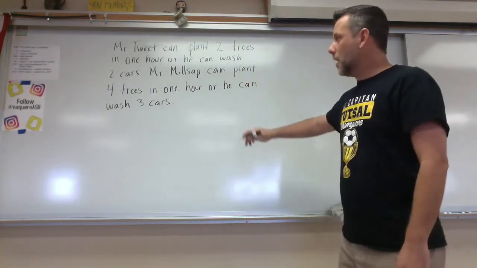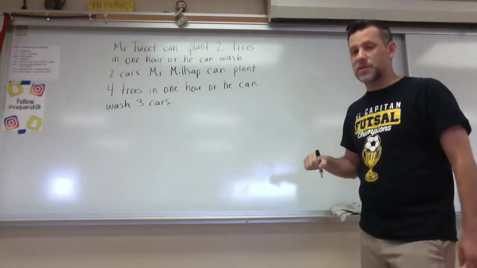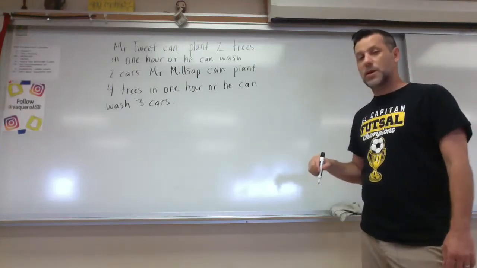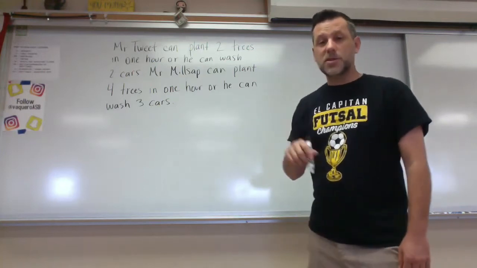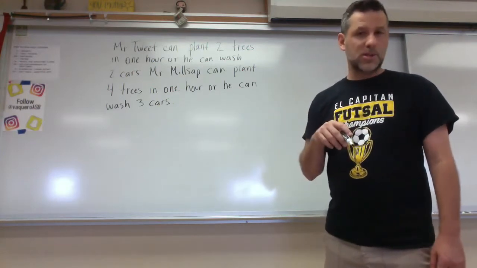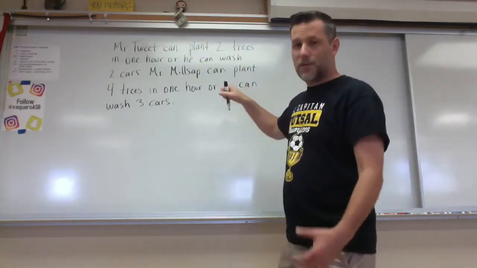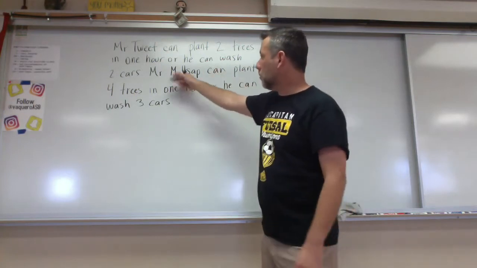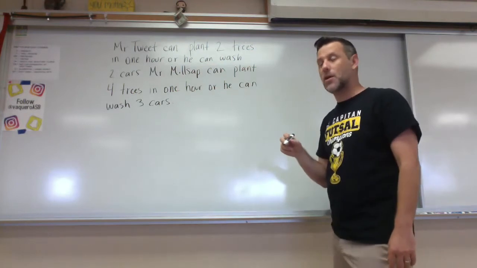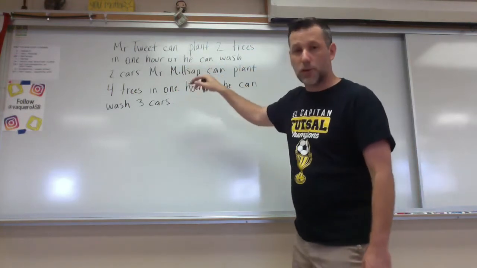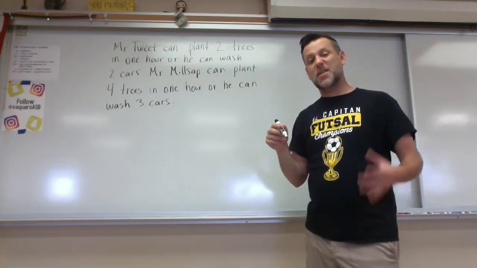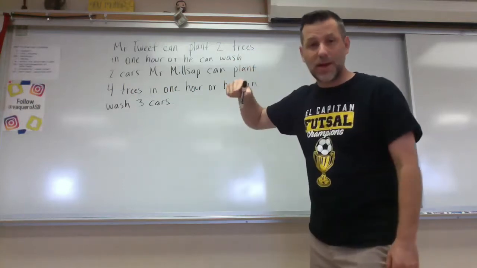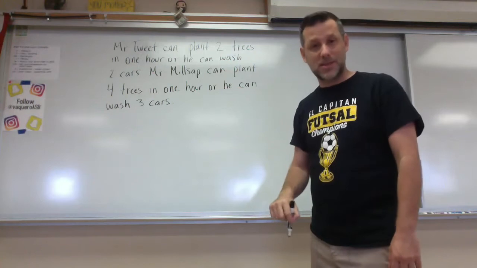All right. So you'll notice I got a scenario up here. Mr. Tweet can plant 2 trees in 1 hour, or he can wash 2 cars. Mr. Millsap can plant 4 trees in 1 hour, or he can wash 3 cars. So first thing we need to figure out is, is this an input or an output question? Notice that the number of the resource is an amount of time, 1 hour, and it's not changing. 1 hour, 1 hour, 1 hour, 1 hour. Notice that the numbers that are changing, 2, 2, 4, 3, represent things being done. That represents output. So we're talking about the service of planting a tree or the service of washing a car in this instance.